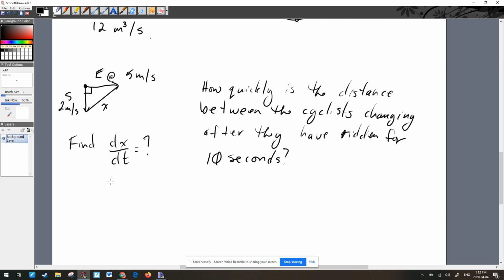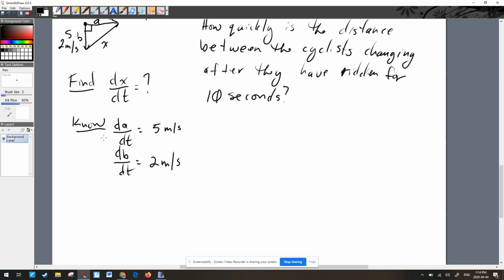I'm going to call this A and I'll call this B. So this is our find, this is our know. We know that dA by dt is given, it's 5. In this case, it's positive because A is getting bigger. Again, the sign really makes a big difference. Similarly, dB by dt is 2, and again it's positive because it's increasing.